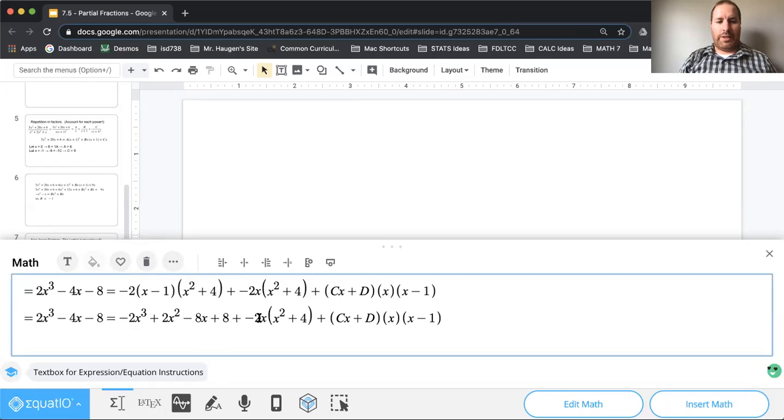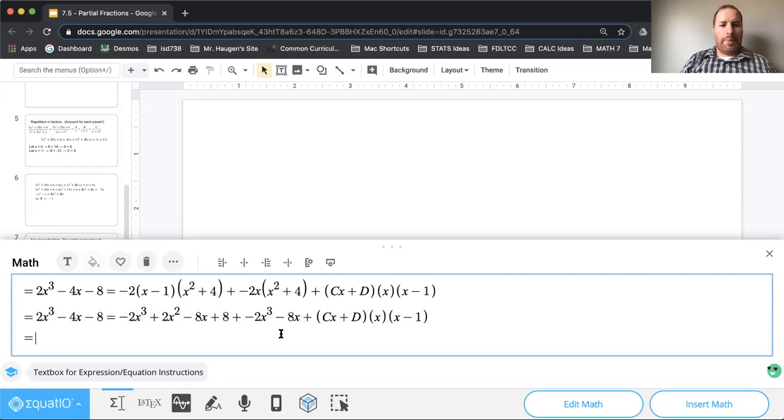Now we'd need to expand this. Here we would have negative 2x cubed, and then negative 2 times 4, so negative 8x. Carry the x in there. And there, that stuff's all expanded out. Then we should also expand here, which I'll do on the next piece down. So let's go down here.